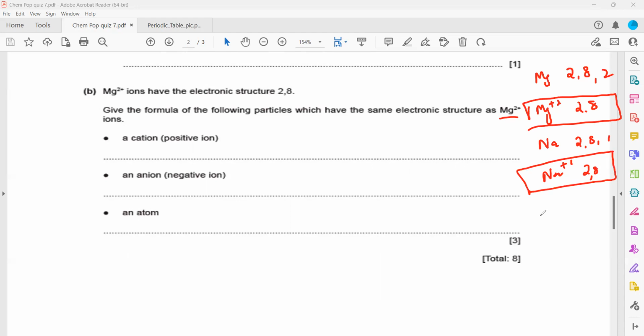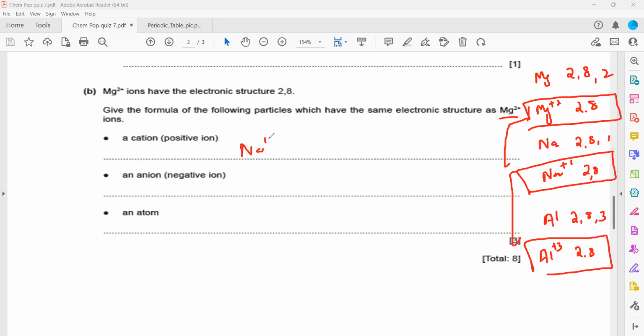Or you can check with aluminium. Aluminium is 2, 8 and 3. Aluminium atom. But aluminium ion, because group 3 loses 3 electrons, it will be 2, 8. So aluminium, sodium and magnesium ions, they have the same configuration. So here I can write sodium Na +1, or I can write aluminium +3. Is it clear, this part? The first part of B?